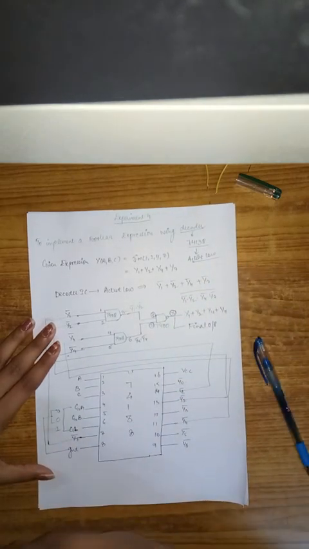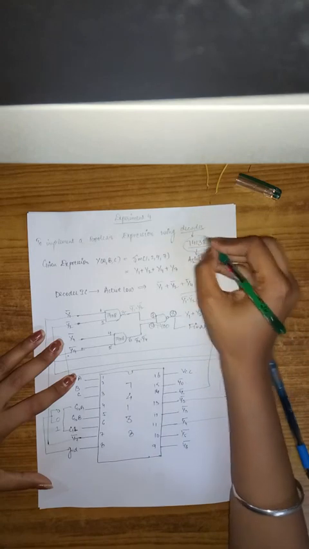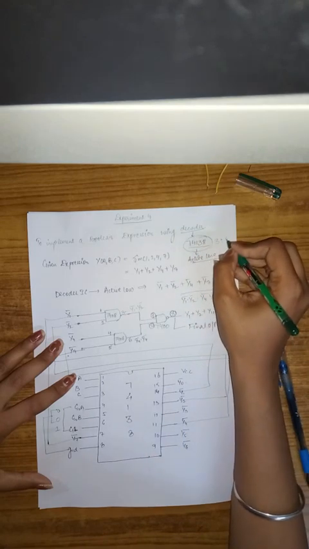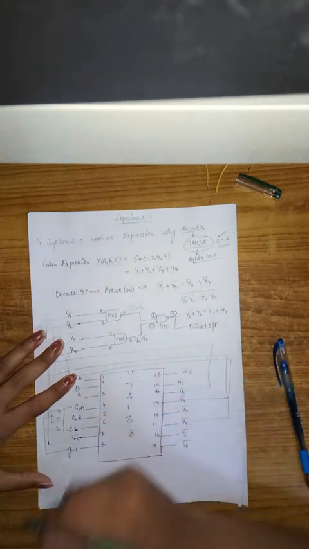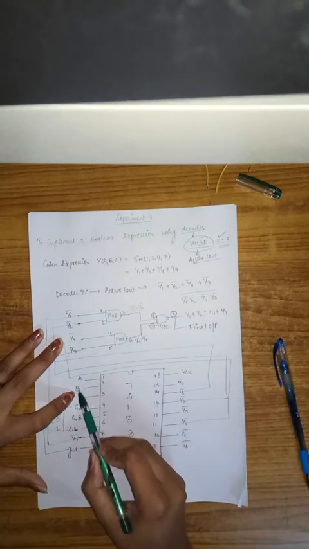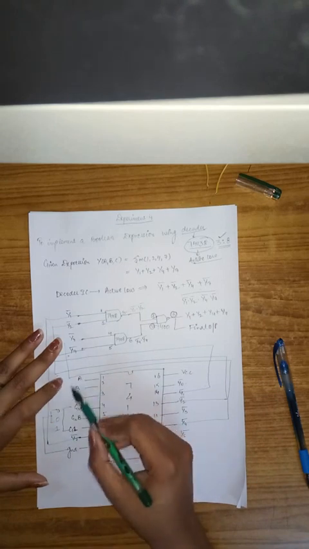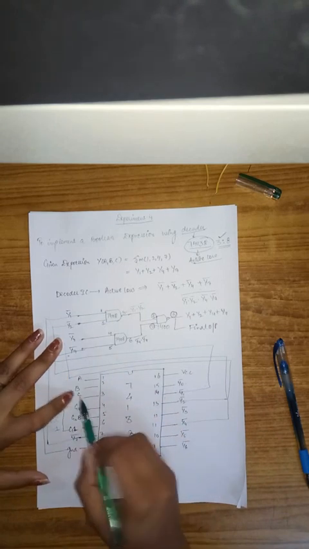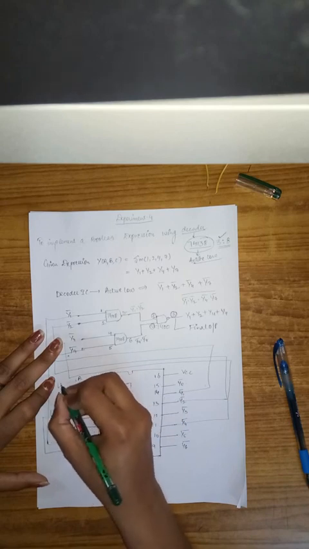Fine. Now we are using the IC 74138, which is a 3:8 decoder, so it will require 3 inputs. These 3 inputs are A, B and C, which are pin numbers 1, 2 and 3. But the main point to take care of while giving the input is that C is the MSB and A is the LSB. So you should take care of this.